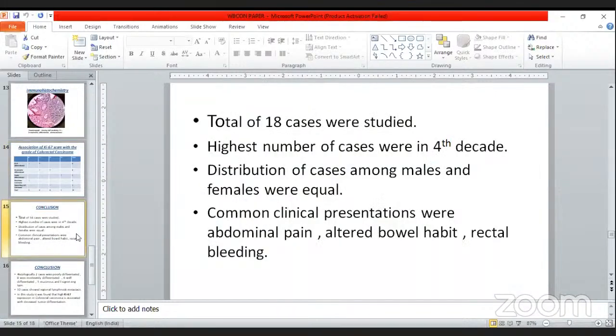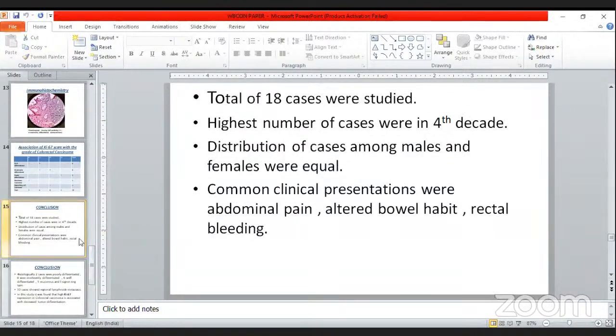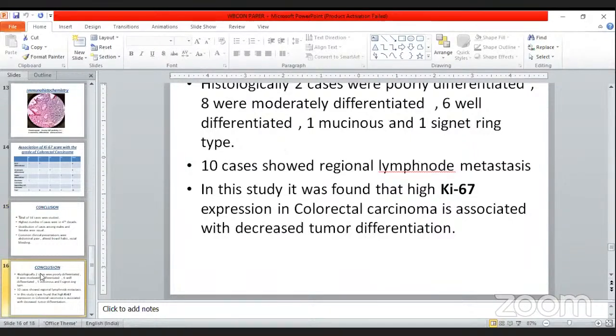Conclusion: in this study, a total of 18 cases were studied. The highest number of cases were in the 4th decade. Distribution of cases among males and females was equal. Common clinical presentations were abdominal pain, altered bowel habit, and rectal bleeding. One minute is left. Okay, thank you.